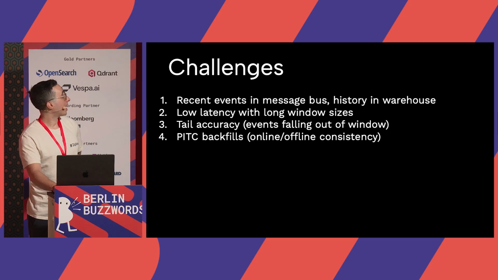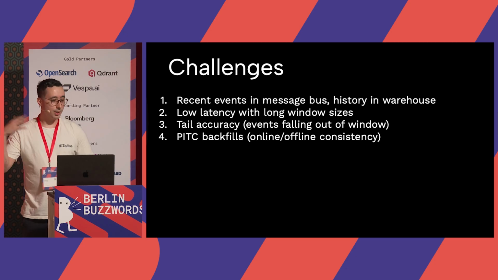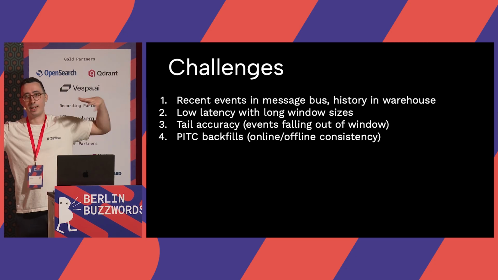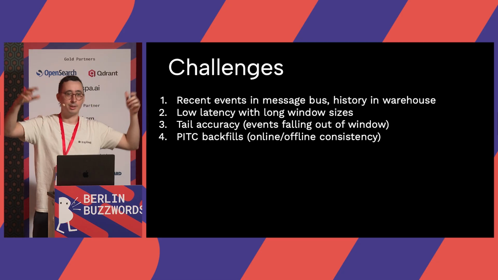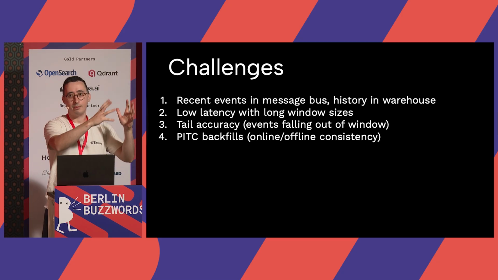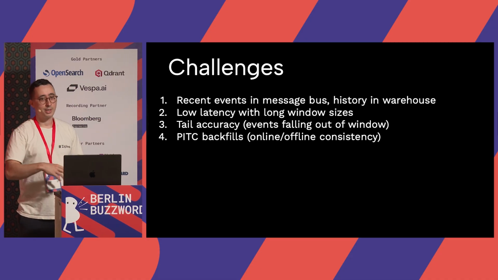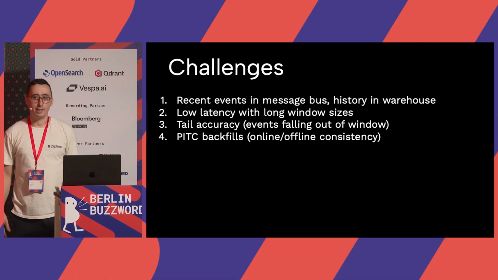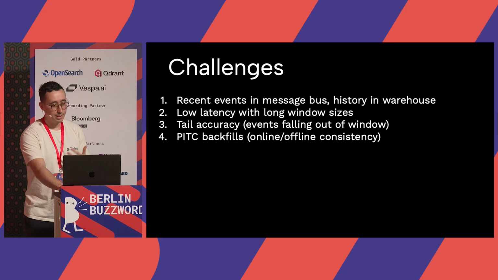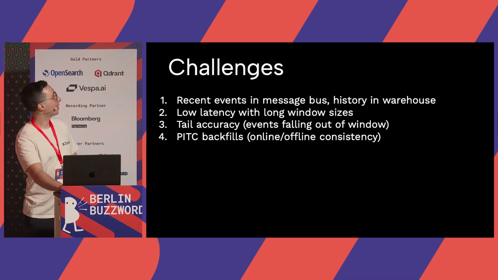Or rather, what are the challenges here? So first, you have these long windows, like a 90-day window, but you also want it to be real-time streaming. So you want to capture both history and recent events. And often recent events are going to be in the message bus, history is going to be in the warehouse, so now you need some sort of Lambda architecture to glue these things together. That in itself is a fairly complex engineering challenge.